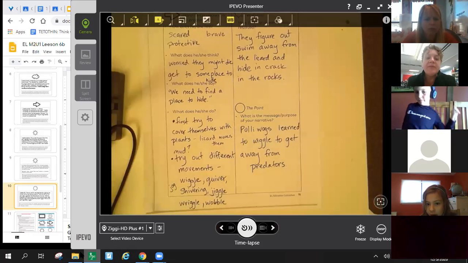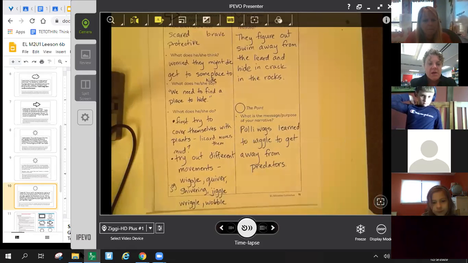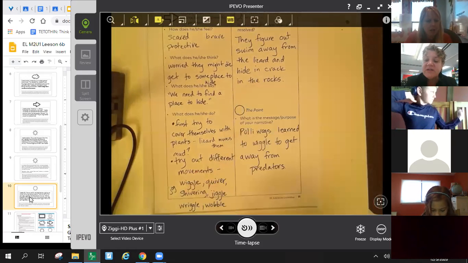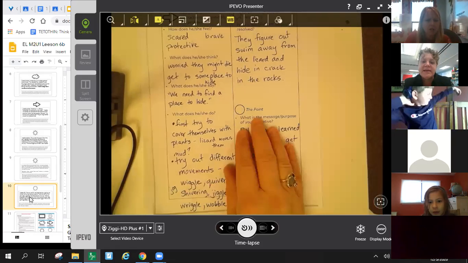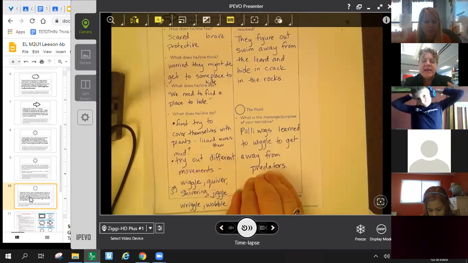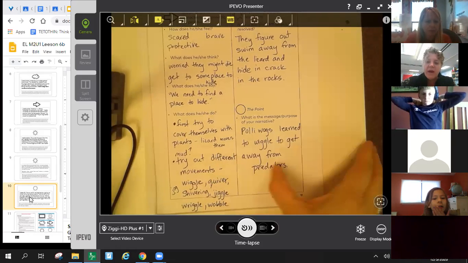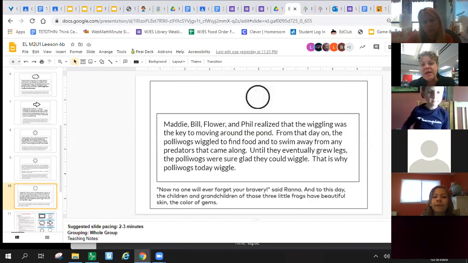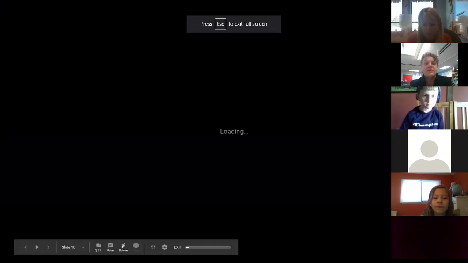So somehow I'm going to put that into my story. It explains why pollywogs wiggle. So taking this part and turning it now into my story so that it makes sense. I'm not just going to copy this sentence because that doesn't make sense with our story. But this is our basic idea that now we're turning into our story. So I will read you what I wrote.